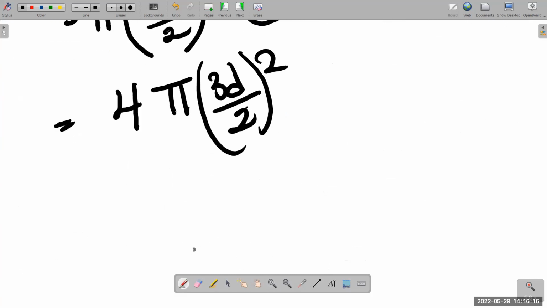So what are we going to end up with? We're going to end up with 4 pi. Before I continue, everybody see how I reached here before we break it down? Because breaking it down is really algebra. So there we go, 4 pi. If I square this, you have to square the top and the bottom, right? So 3d times 3d is what? 9d squared over 4.